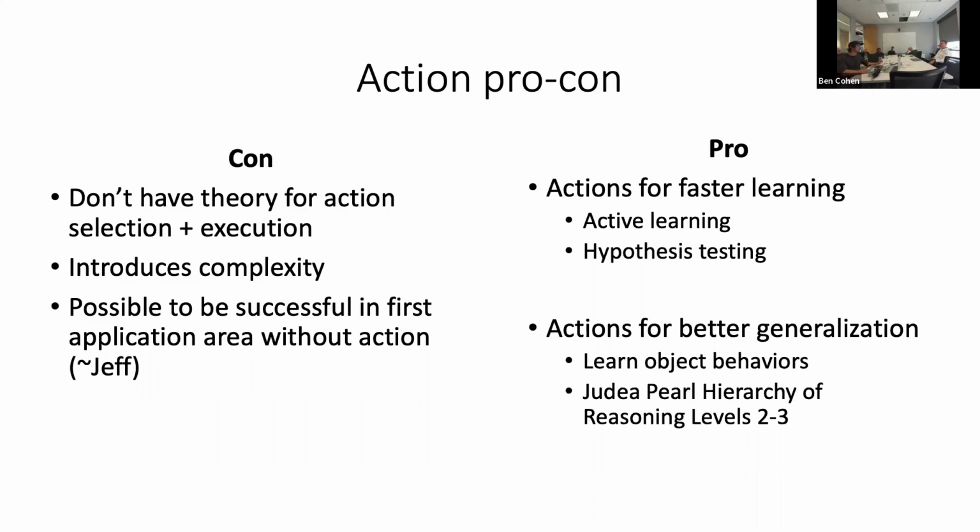What is level 1? Associative reasoning. Level 2 is interventions, and then level 3 is causation.